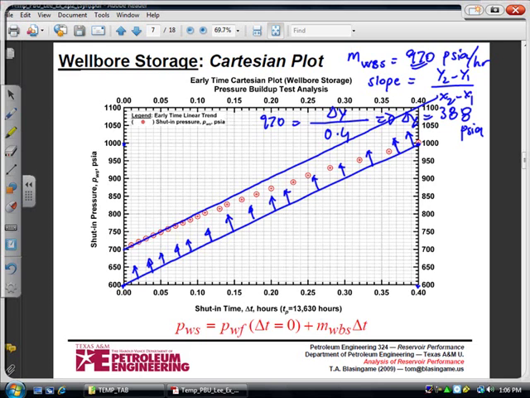So the slope of this straight line is 970 psi per hour. So once I construct this straight line, I shifted it onto the data, and then here is my wellbore storage model, okay? And this value will be the pressure at the instant of shut-in.